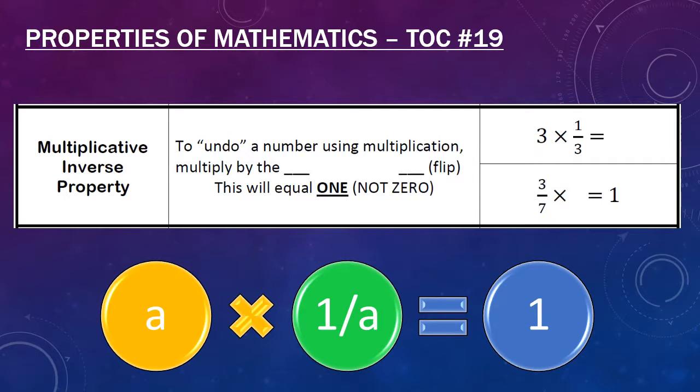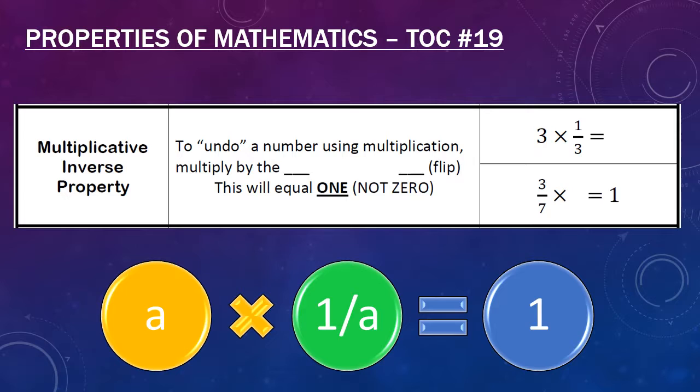Multiplicative inverse is a little bit different. It is also undoing, but you're not getting 0. You want to get 1, not 0. So that is included in the middle of that definition. You'll say this will equal 1, not 0.